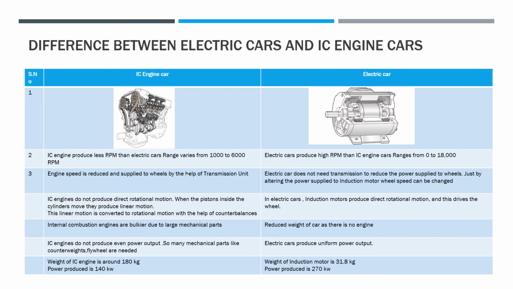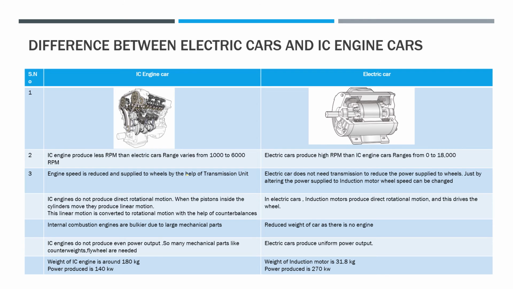Internal combustion engines are bulkier due to large mechanical parts. The weight of an electric car is reduced as there is no engine. IC engines do not produce even power output, so many mechanical parts like counterweights and flywheel are needed. The electric cars produce uniform power output.